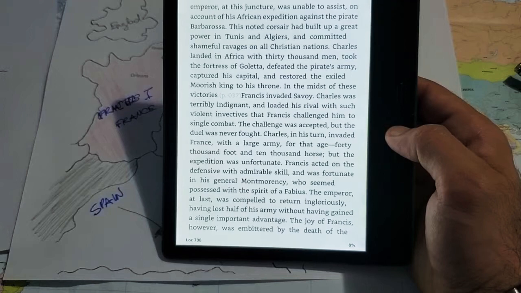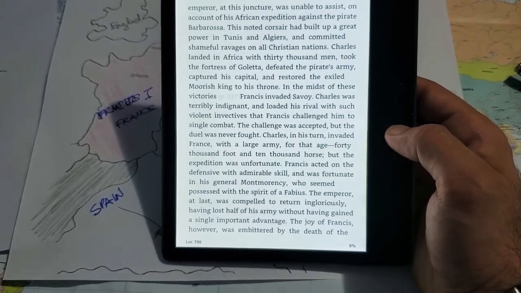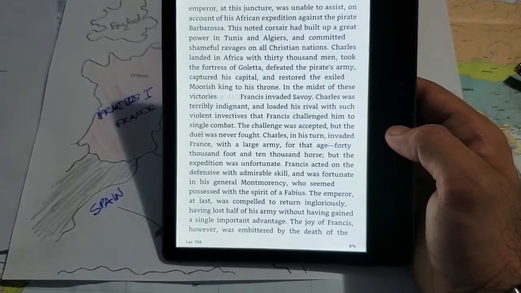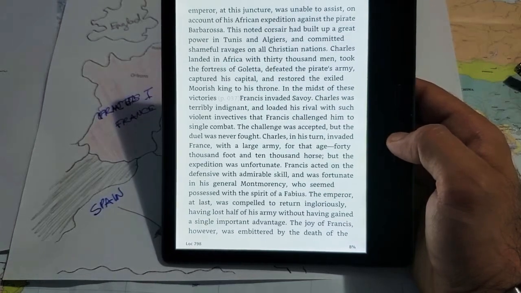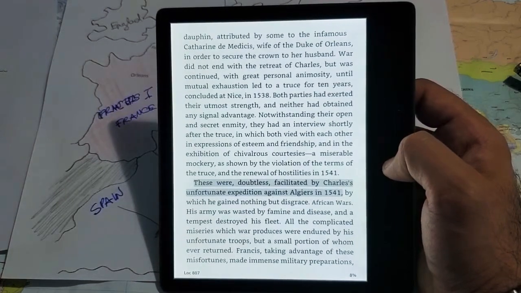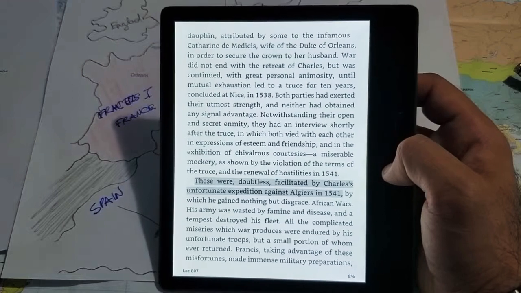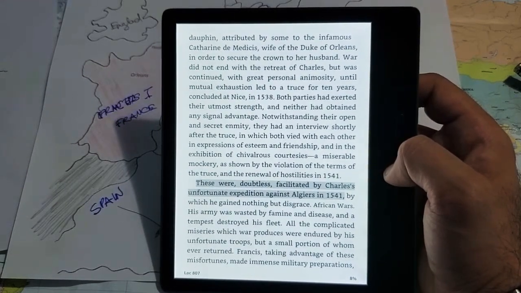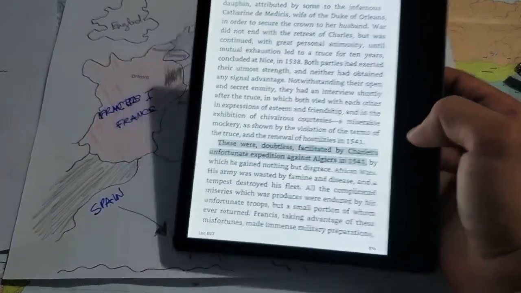The emperor at last was compelled to return ingloriously, having lost half of his army without having gained a single important advantage. This is a recurring theme. This never goes anywhere. The joy of Francis, however, was embittered by the death of the Dauphin, that's his son and future heir, an infant prince, attributed by some to the infamous Catherine de Medicis, wife of the Duke of Orleans, in order to secure the crown to her husband.